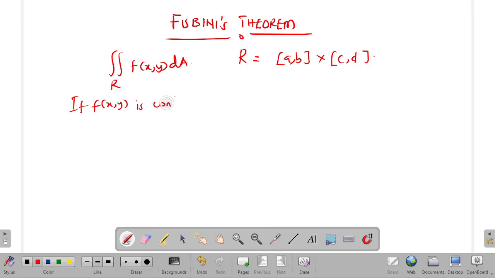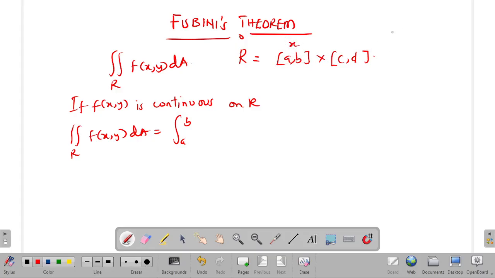is continuous on R, that is, provided there is no discontinuity over our region R, which is given as [a, b] cross [c, d] here, then the double integral over the region R for the function f of x, y dA is said to be equal to the integral from a to b, right? Remember, this is for x, okay? This is the x side.